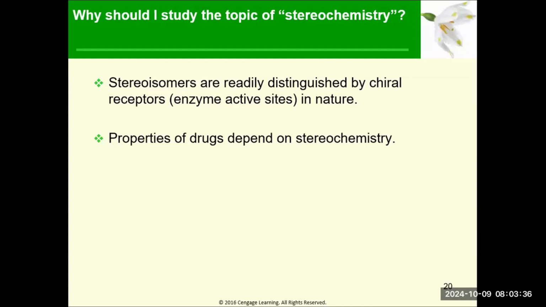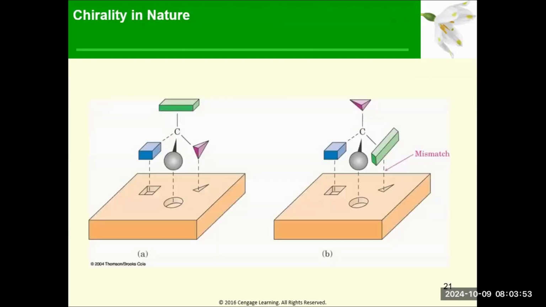So why is studying this topic of stereochemistry so important? Well, stereoisomers are readily distinguished by chiral receptors and enzyme activity sites in nature. Properties of drugs depend on the stereochemistry. So let me show you how important it is.